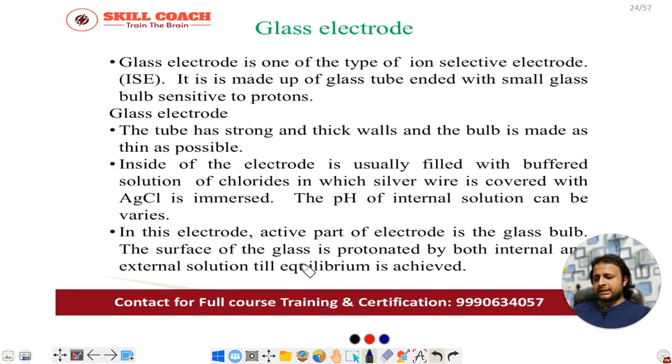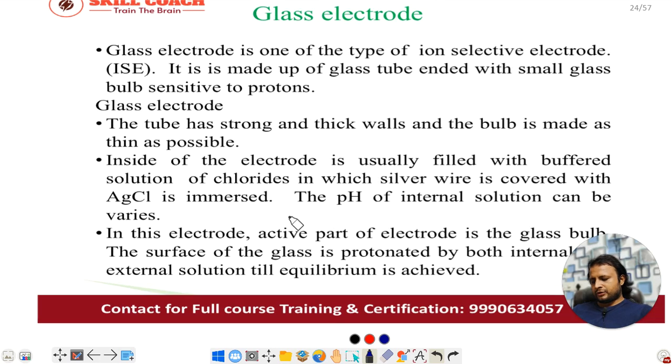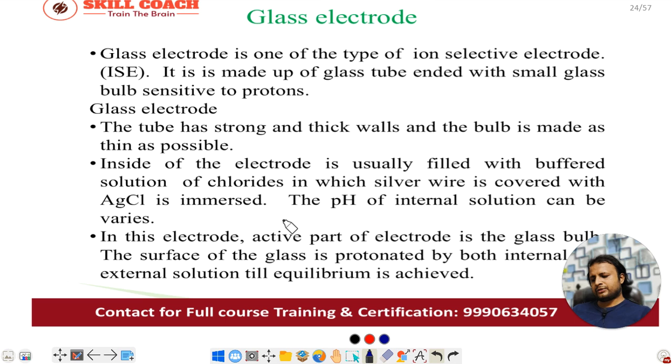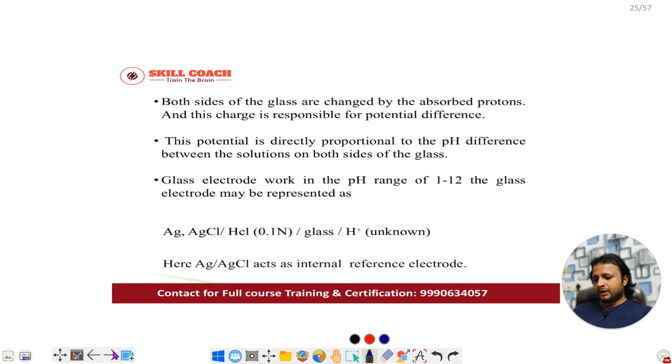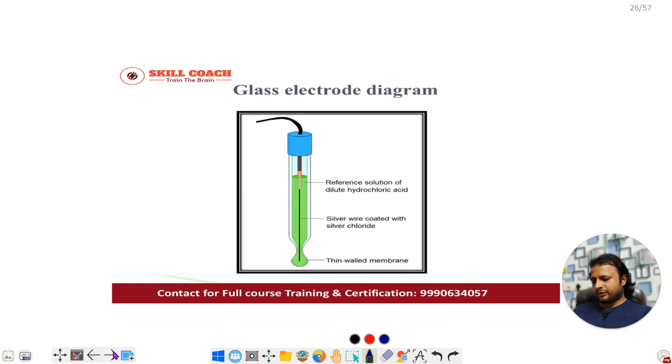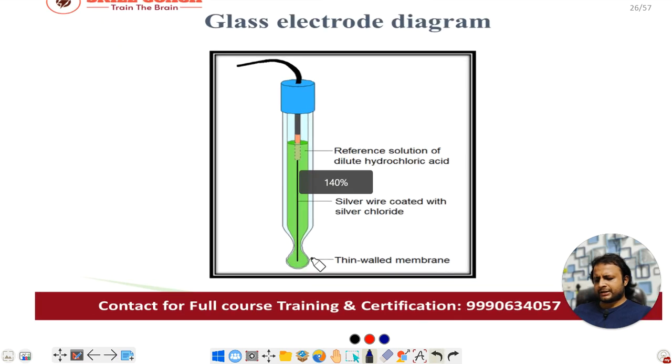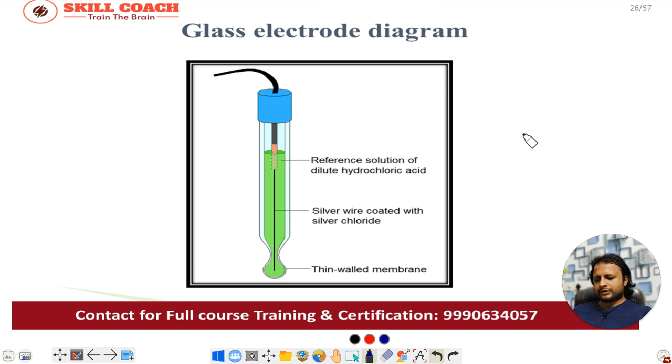And what is the glass electrode? This is the ISE. The glass electrode is one type of ion selective electrode, and it is made up of a glass tube ended with a small bulb. Let us understand with the help of one example how it is working. First, let us understand this figure. Glass electrode diagram is there.